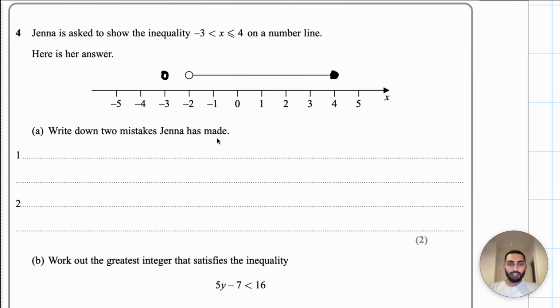Write down 2 mistakes that Jenna has made. So I've just explained that. There needs to be an empty circle at -3. And for the second one, this circle at 4 should be coloured in.